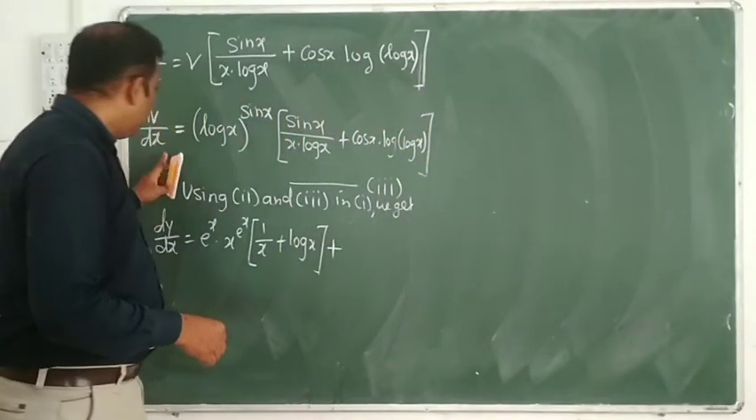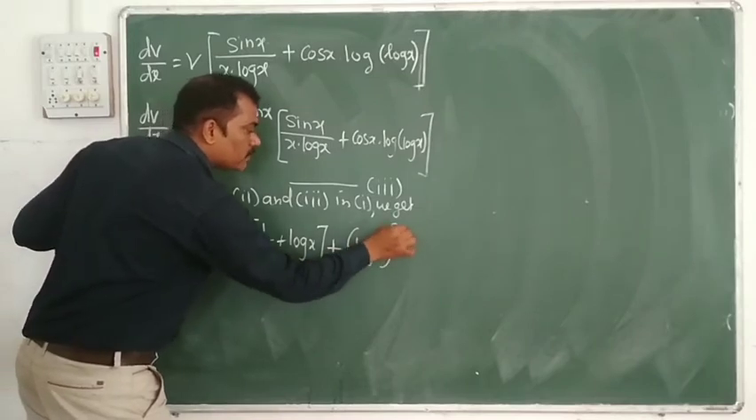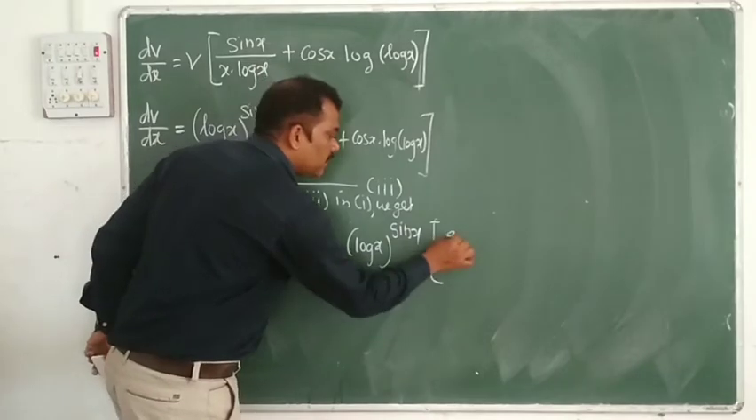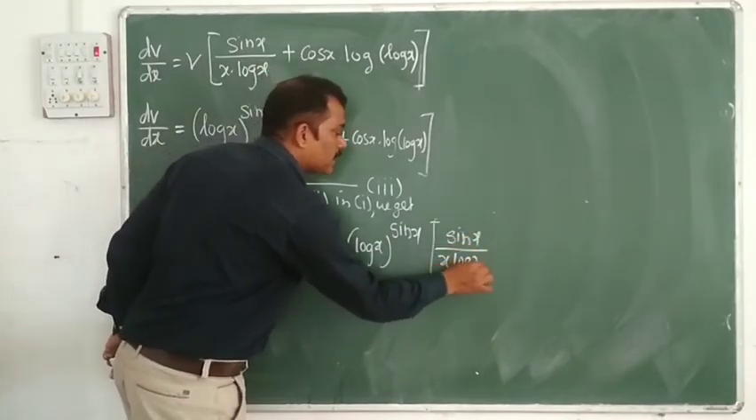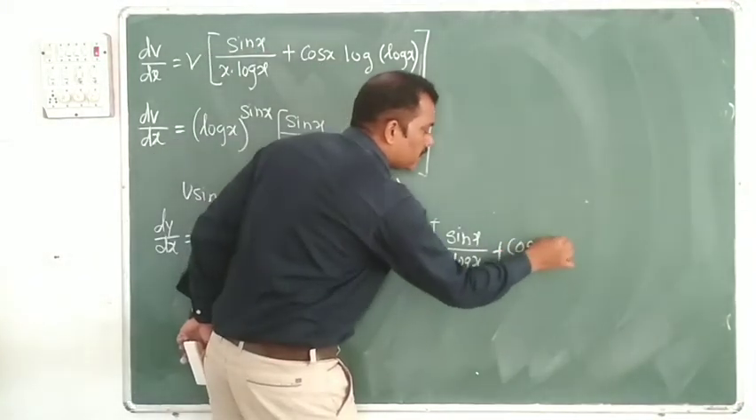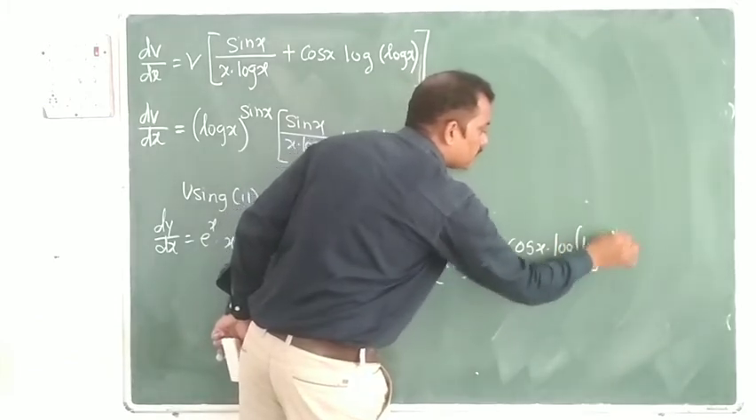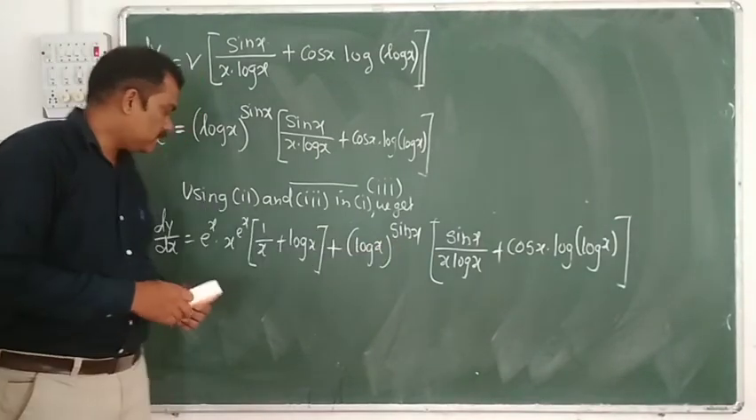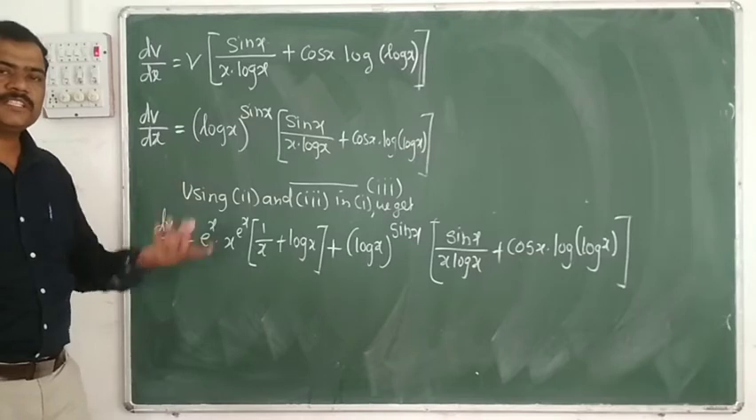What is the value of dv by dx? Log of x raised to sin x into this one as it is, sin x divided by x into log x plus cos of x into log x. Okay, this is the value of dv by dx. We get this required answer, that is dy by dx is equal. Now we have to discuss the next example.